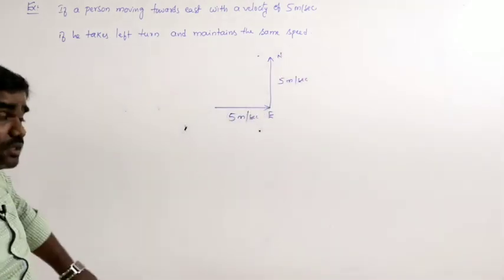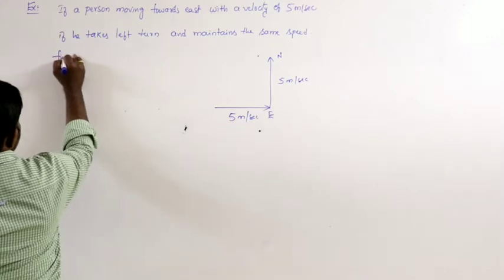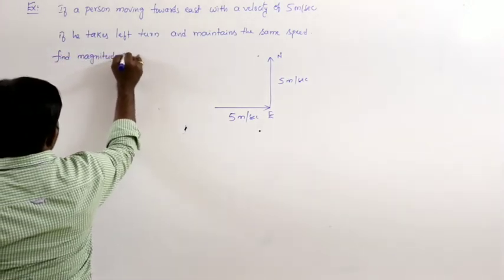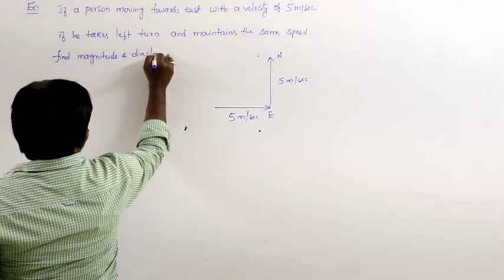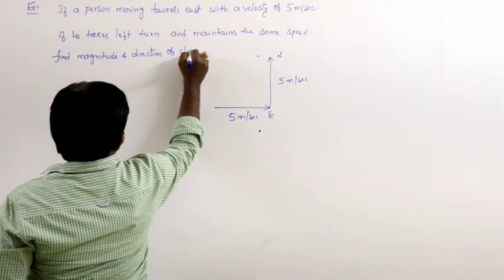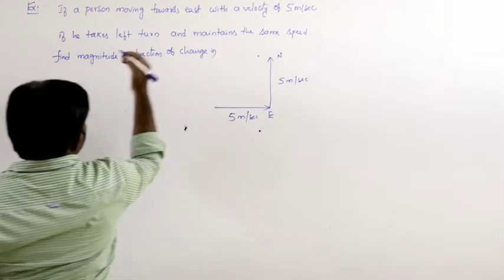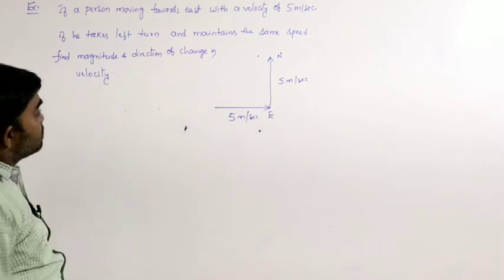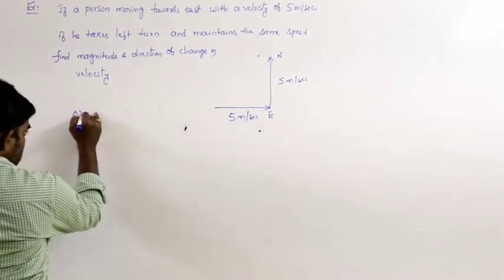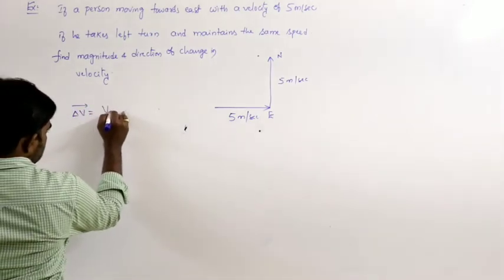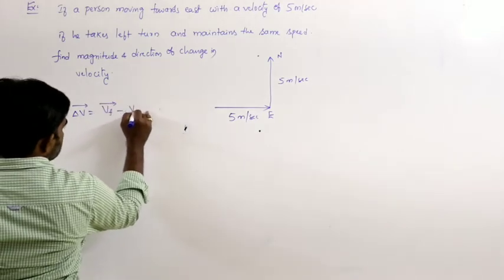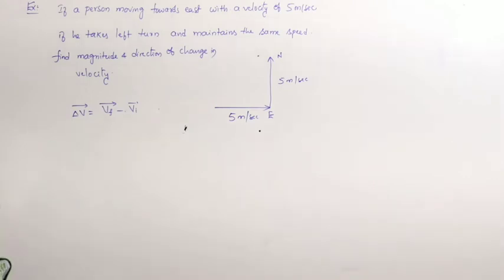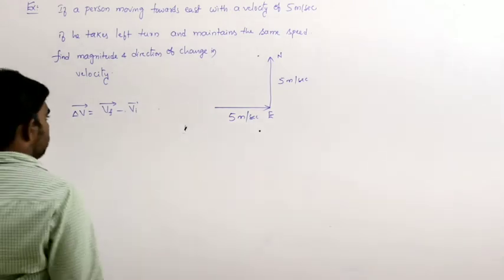What we have to calculate? Find the magnitude and direction of change in velocity. Magnitude and direction of change in velocity. So change in velocity, delta V bar, what can we write it as? Delta V bar is equal to Vf bar minus Vi bar.